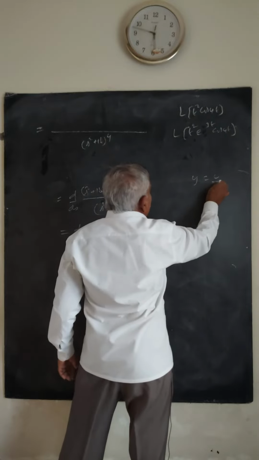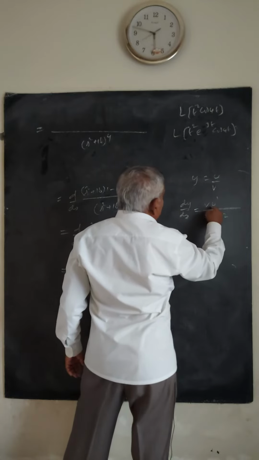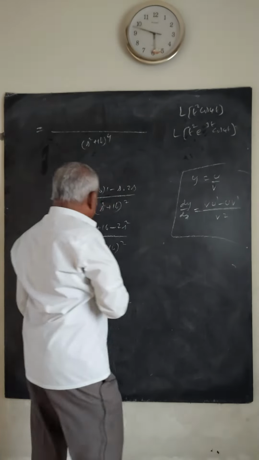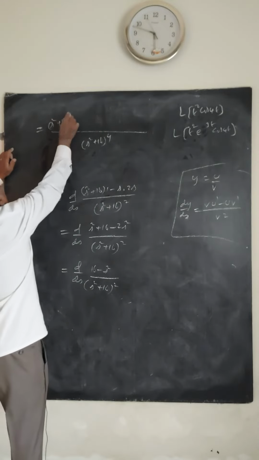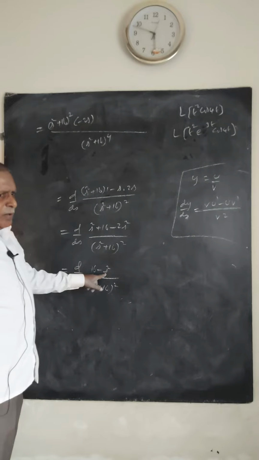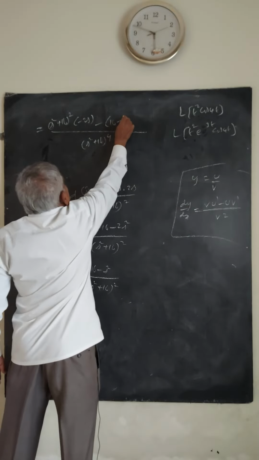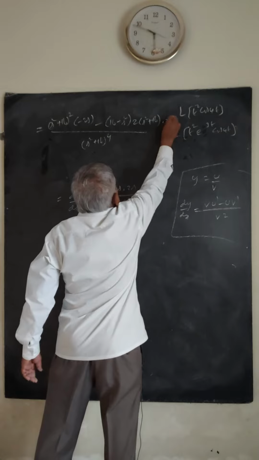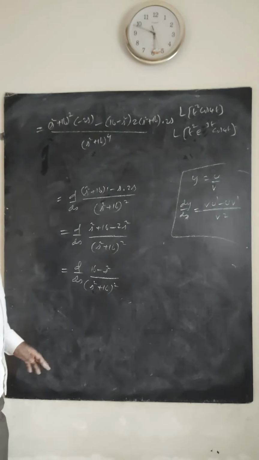I am telling again the u by v division or quotient formula: d of u by v equals v u dash minus u v dash, over v square. See, v square is s square plus 16 whole square power 4. Differentiate the numerator: minus 2s, 16 is constant, negative, s square gives 2s differentiation, minus u v dash. U is 16 minus s square, v dash is 2 into s square plus 16 into 2s. First differentiate the power, and again inside s square. This is called the chain rule, the functional rule.